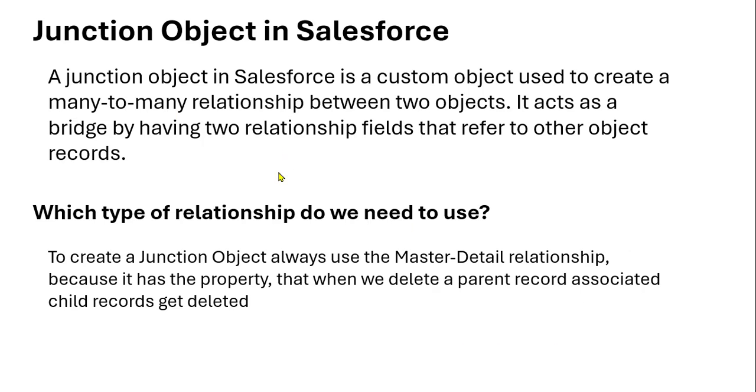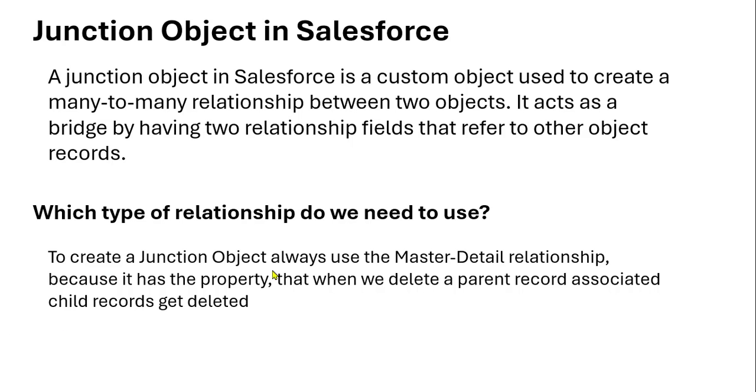Now let's understand the definition of a junction object. A junction object in Salesforce is a custom object used to create a many-to-many relationship between two objects, and it acts as a bridge by having two relationship fields that refer to the other objects' records. Now here it's very important to know which type of relationship we need to use to create the junction object and to create the relationship between the junction object and the parent object.